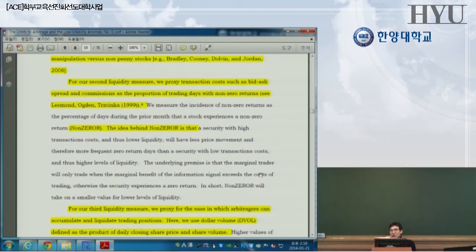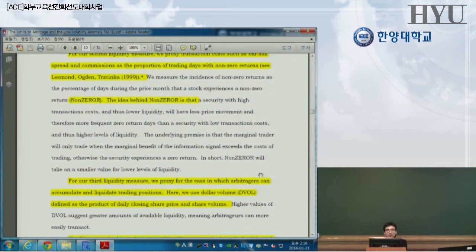Only when the benefit exceeds the cost of trading will we trade, right? If it is easy to trade, people are more likely to trade, and then it is more likely to deviate from zero return. Anyway, in short, non-zero will take on a smaller value for a low level of liquidity. Makes sense, right? Now, the third measure is more conventional. It's basically trading volume, how active a market is.